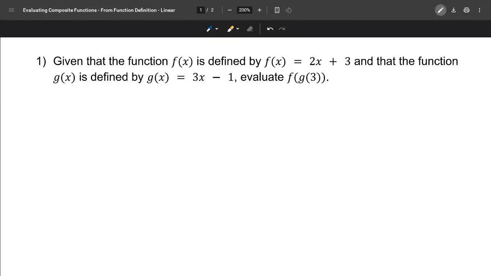In this video, we are going to evaluate composite functions. Let's look at problem 1. It says, given that the function f of x is defined by f of x equals 2x plus 3, and that the function g of x is defined by g of x equals 3x minus 1, evaluate, and this is how we're going to read this, f of g of 3.